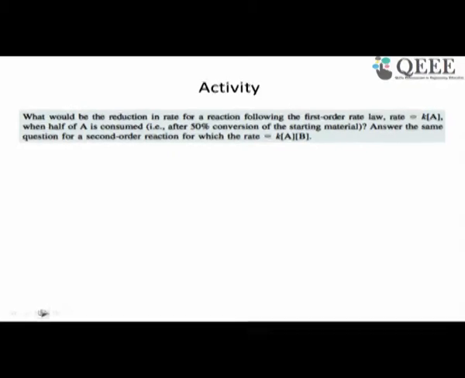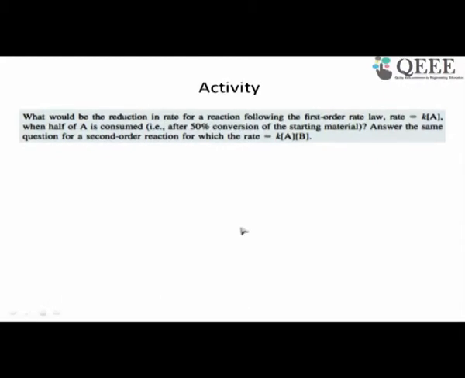Now we will solve this problem. The question here is, what would be the reduction in rate for a reaction following the first order law, rate equals k times the concentration of A, when half of A is consumed, that is 50% conversion of the starting material? Answer the same question for a second order reaction for which the rate equals k times A times B. So this is a little bit more involved problem. I want you to take a couple of minutes and at least think about how to go about this problem. You can also start solving and then compare your results with my solution. Then when I give the solution, it will make very good sense to you.